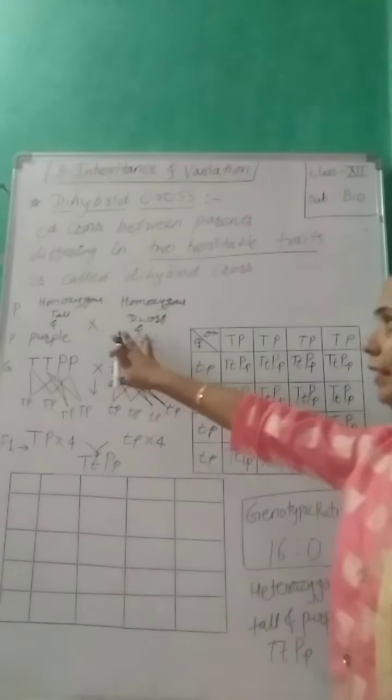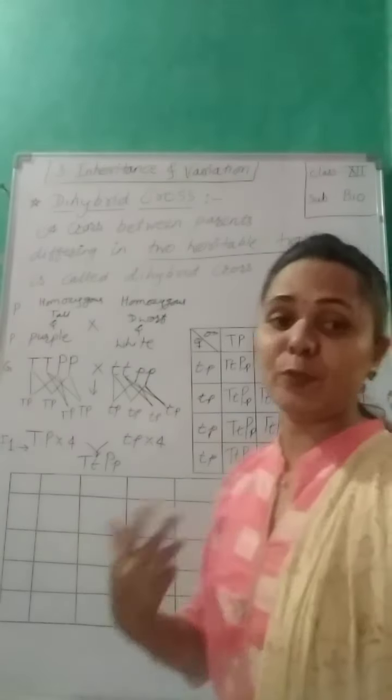Tall and purple means all are there. We can write down capital T, small t, capital P, small p. These are the genotypes. So all are having tallness and purpleness, but they are not exactly the same as their parents. Parents are homozygous tall and purple, but the progeny in the F1 generation are heterozygous tall and purple. Now we will see what happens in the F2 generation.